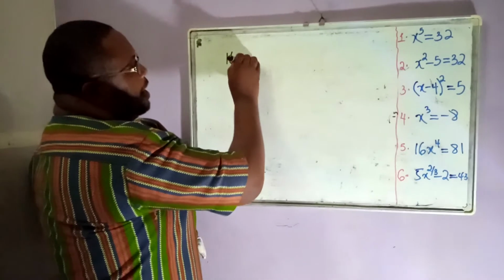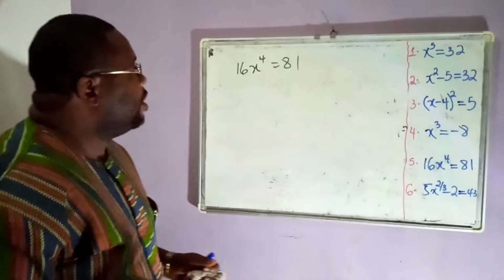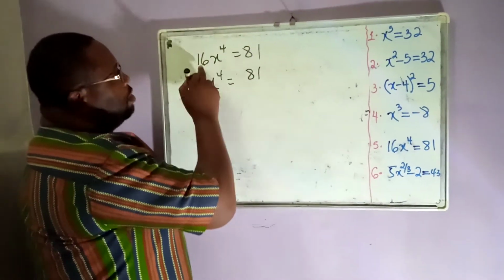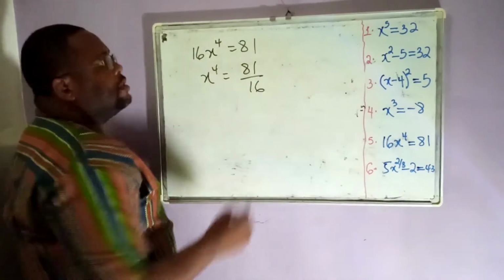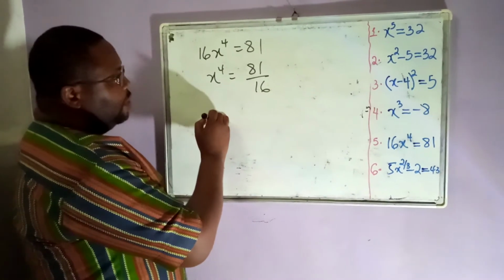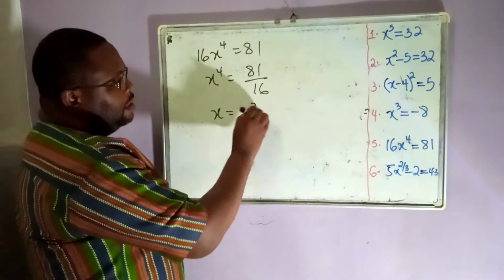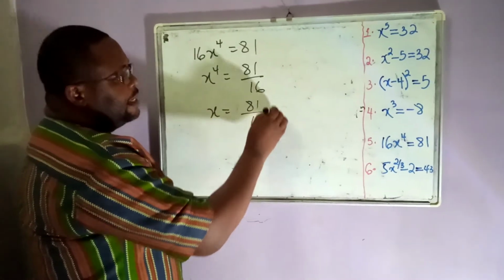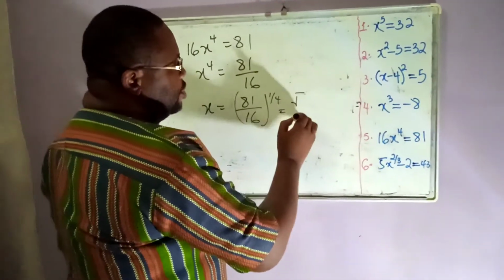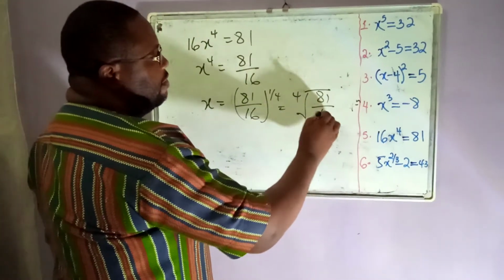Evaluate 16x to the power 4 is equal to 81. Now what do we do? The first thing I'm going to do, I say x to the power 4 becomes equal to 81 divided by 16. 16 comes here to divide. Therefore, I raise both sides. So we now have that x becomes equal to 81 all over 16, all raised to the power 1 over 4, which is equal to the 4th root of 81 all over 16.